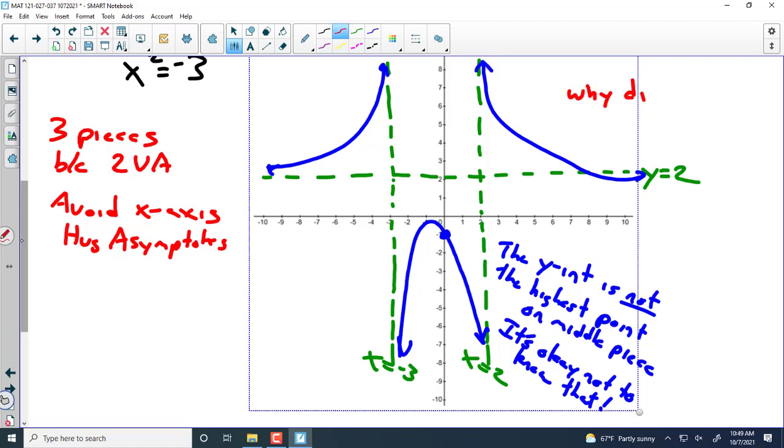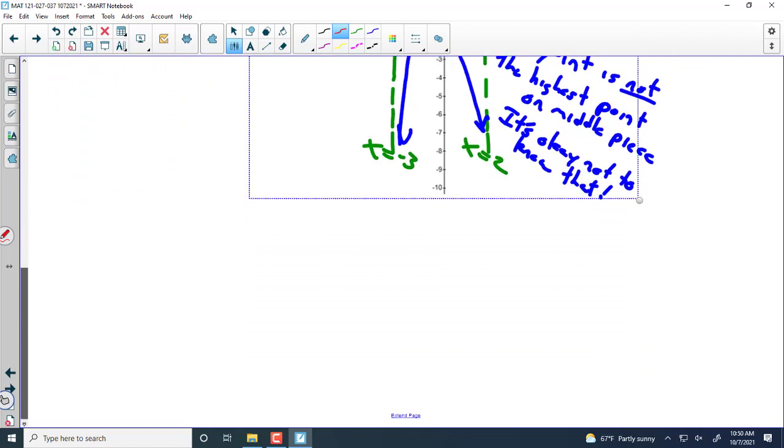Now, why did I draw it like that? It looks like I crossed right over my horizontal asymptote. Why would I do that? It turns out that this graph actually does cross its horizontal asymptote. Did we say it was okay for that to happen? Yeah. Here is how I know this graph crosses the horizontal asymptote.